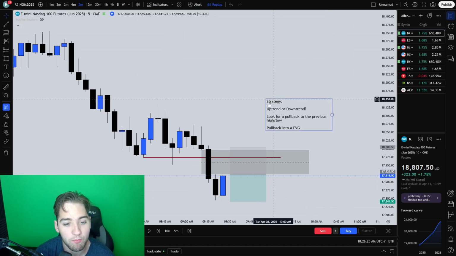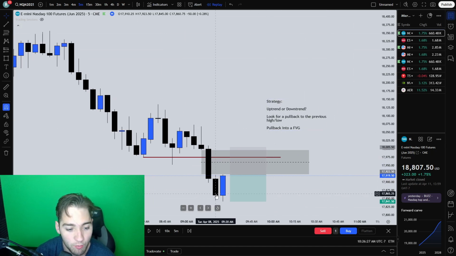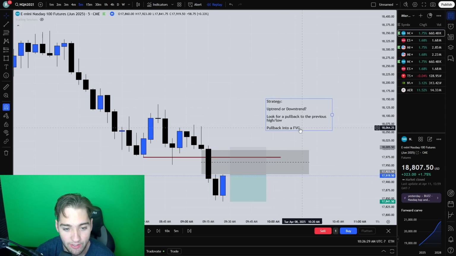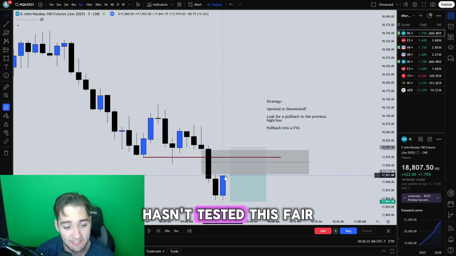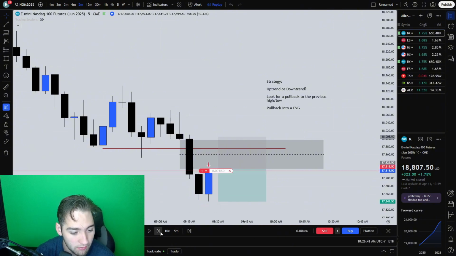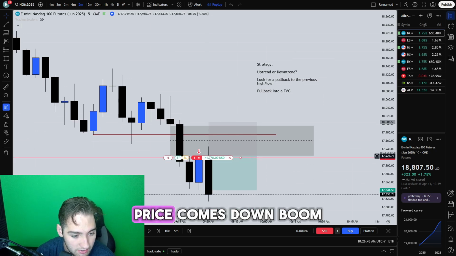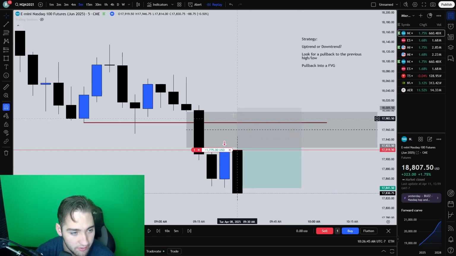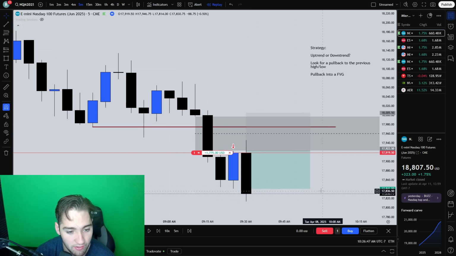Okay, so we want to wait for the pullback, which we got, into a fair value gap. It hasn't tested this fair value gap yet, so let's see what happens here. Say I go ahead and sell the market. Price comes down, boom, instantly in 5 minutes. Look at that, TP already.